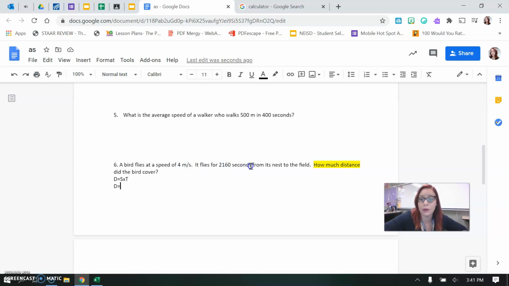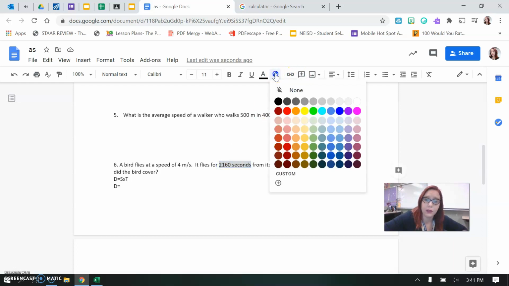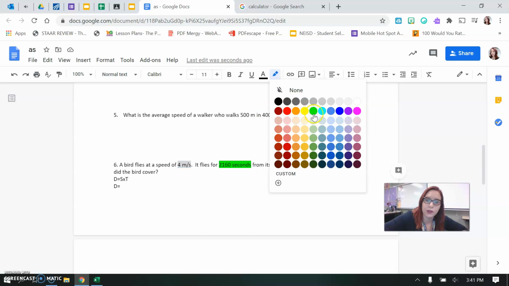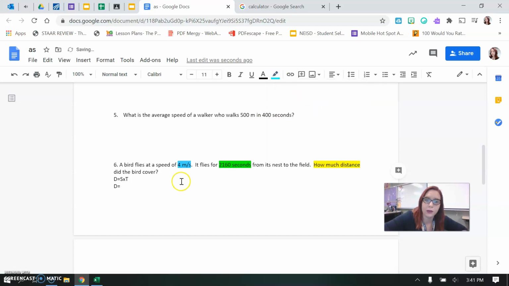Since you guys know time's units already, I would start by identifying the time. You know time is seconds. And so that means this number has to be the speed. We know it's the speed because it has 2 units, meters per second. Our speed always has 2 units, the distance and the time unit. So now we're going to put our speed down, 4 m/s, and multiply that by the time, which was 2,160 seconds.